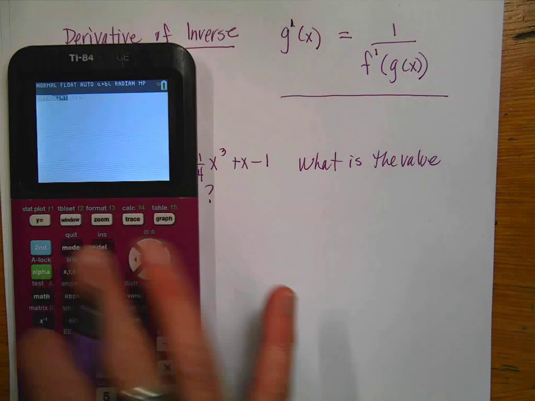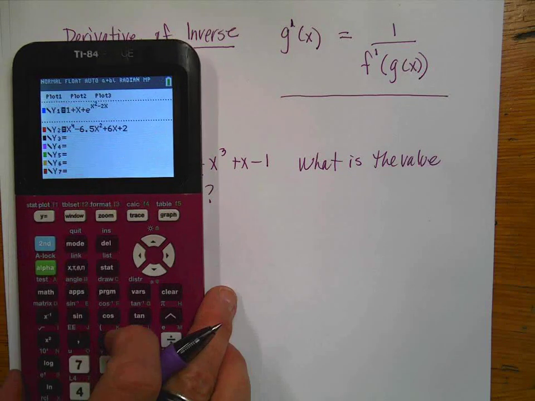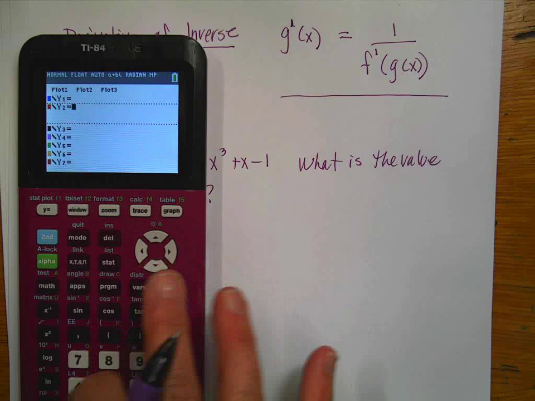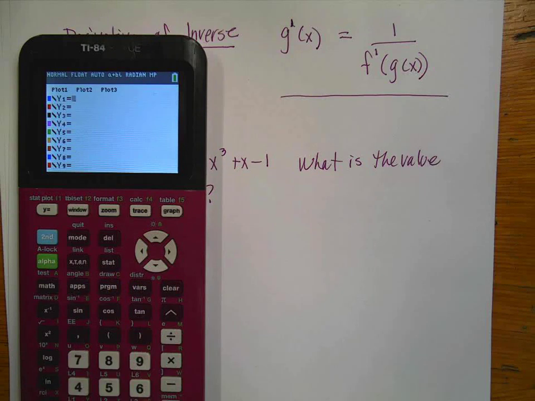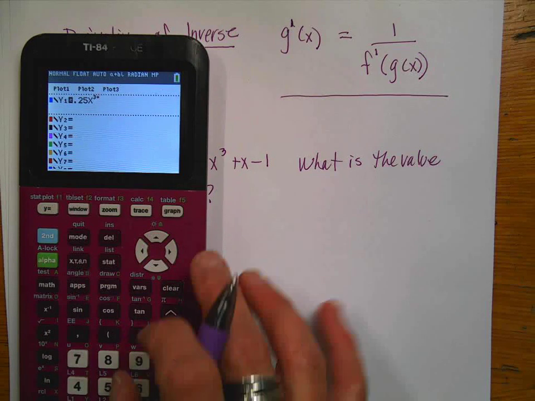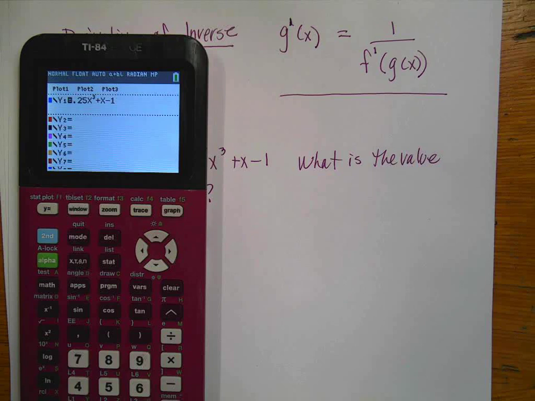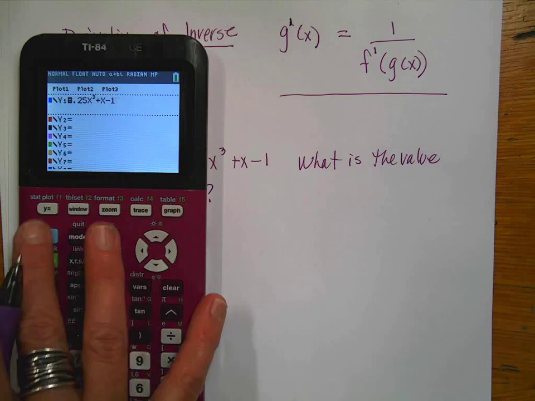So if I bring in my handy dandy calculator, oops, mine's in the wrong mode. Let me go back and fix that. Second quit, y equals, and I'm going to delete what's there. So if I put in the equation, I'm going to do 0.25x to the third, plus x, and then minus 1. And I'm going to put that into my calculator.